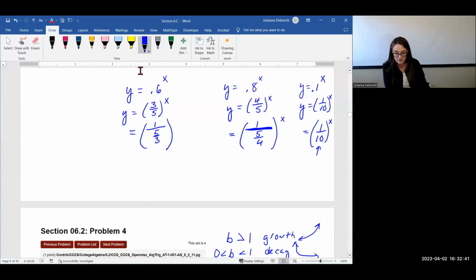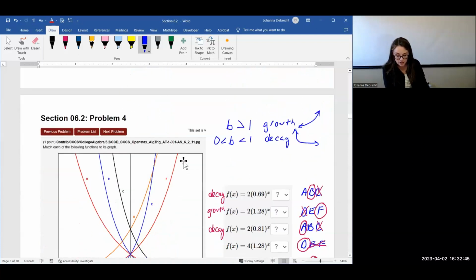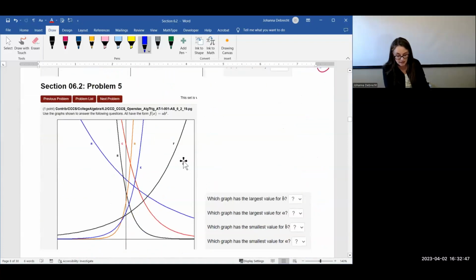So decreasing values. Now, I'm not likely to ask you something like that, but just so you understand it. Let's move on and take a look at the next problem, which is problem number 5.